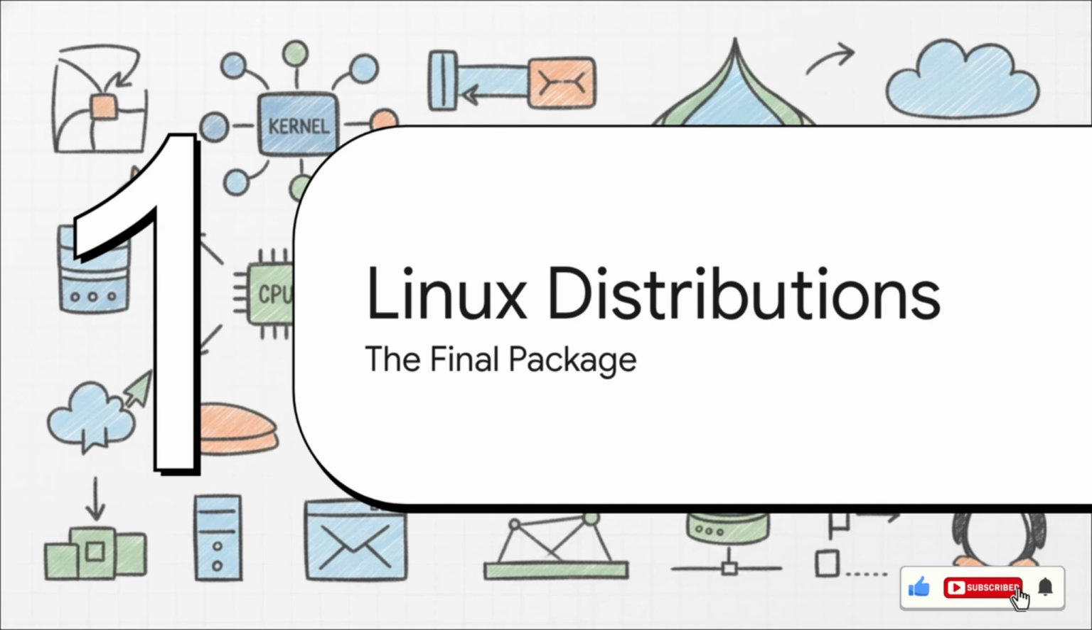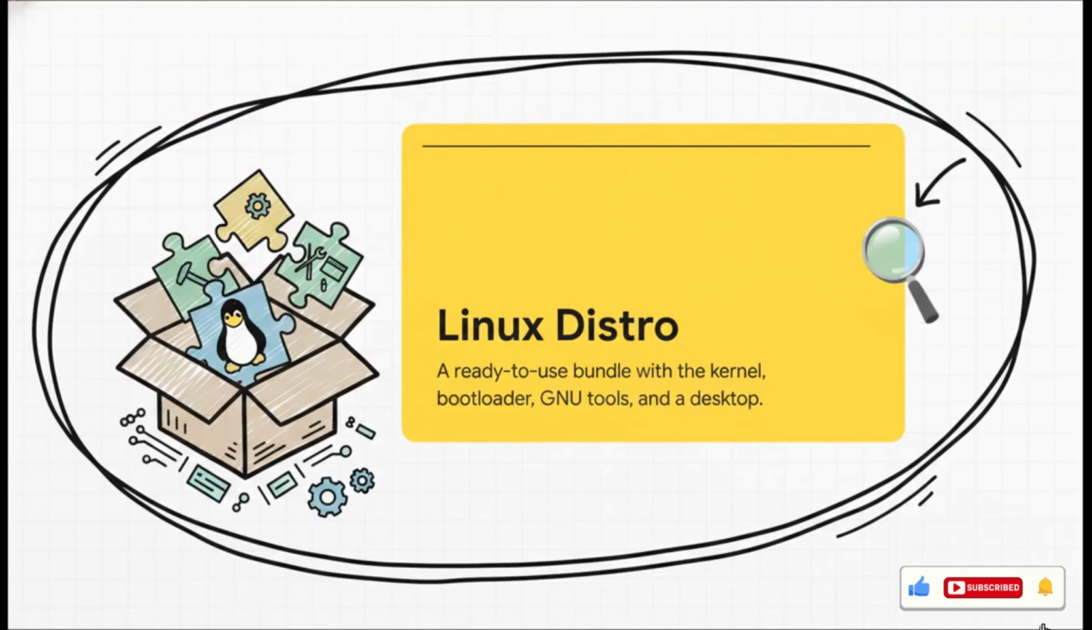And that leads us to our final section, Section 5, Linux distributions made simple. We've talked about a lot of puzzle pieces today. The kernel, GNU tools, desktop environments. But how do you actually get them on your computer? Well, you get them through a distribution, or just a distro for short. A distro is a ready-to-use bundle containing the Linux kernel, the bootloader, the GNU tools, and a desktop environment. Simply put, a distro is the neatly packaged box containing all those distinct puzzle pieces we just finished discussing, fully pre-assembled for you so you can install it easily.